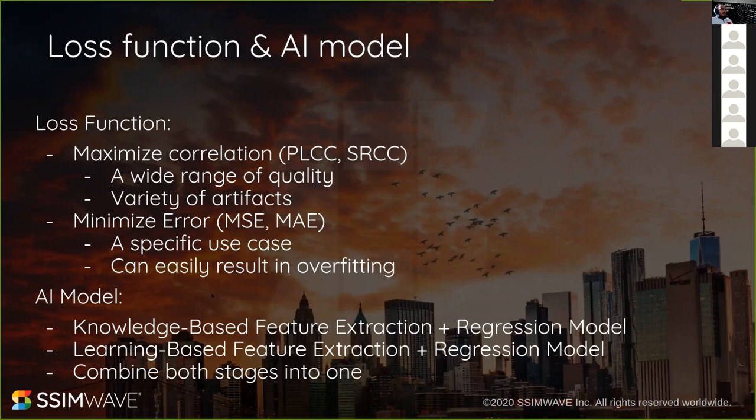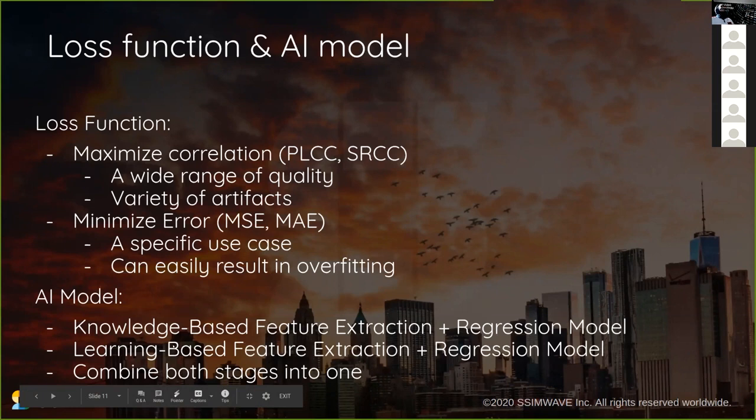And again, for the AI model, anything that has any sort of an AI in it is called an AI. So it's only called a knowledge based if everything in it is knowledge based. So there's sort of three options. You can have a knowledge based feature extraction and then a regression model to convert those features into a quality, or you can have a learning based feature extraction.